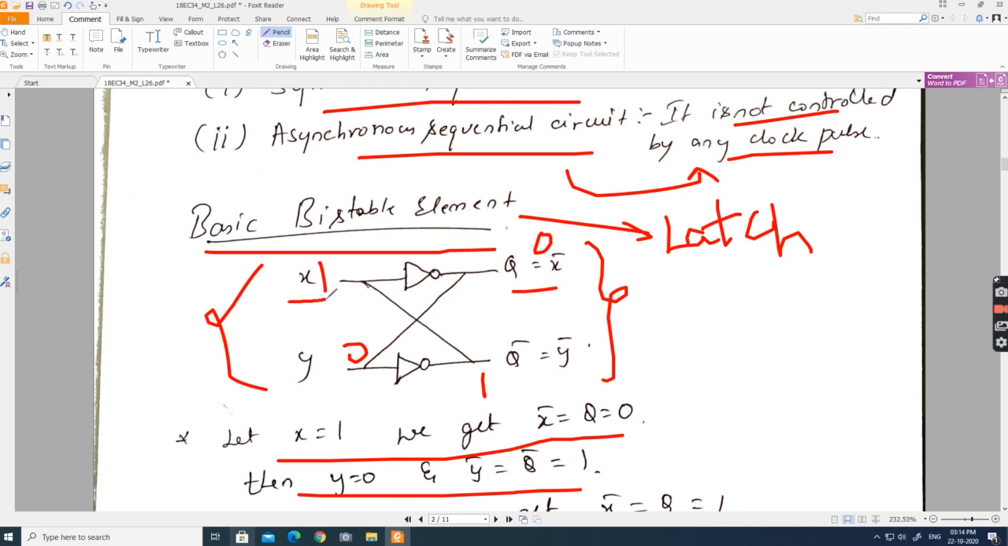If x is equal to 1, q is equal to x bar is equal to 0, and this 0 is fed to y, therefore y is equal to 0. And the output of the second NOT gate, I'll call this the first NOT gate and this the second NOT gate. The output of the second NOT gate will be 1, therefore y bar equal to q bar equal to 1. This is the first explanation. If x is equal to 0, the output q of the first NOT gate is q is equal to x bar is equal to 1, and therefore input y is equal to 1. If y is equal to 1, the output of the second NOT gate is 0, therefore q bar is equal to y bar is equal to 0. Is my point very clear?